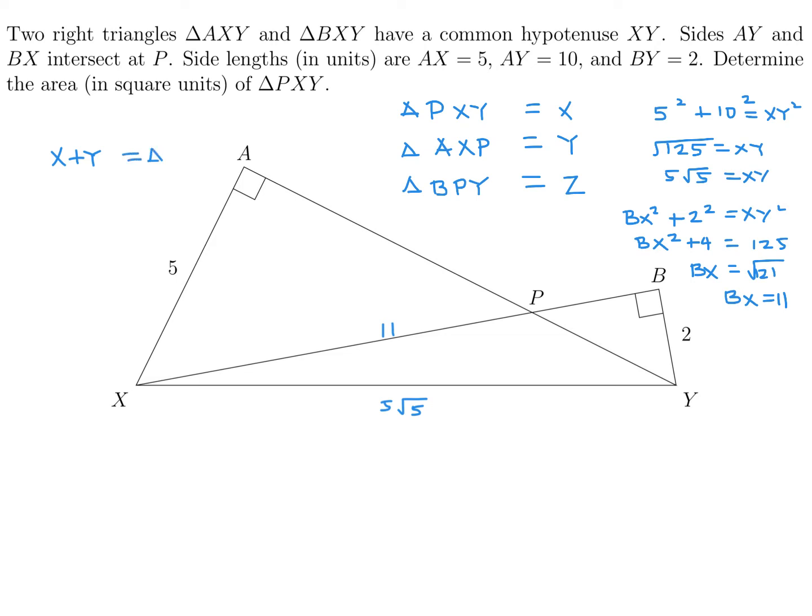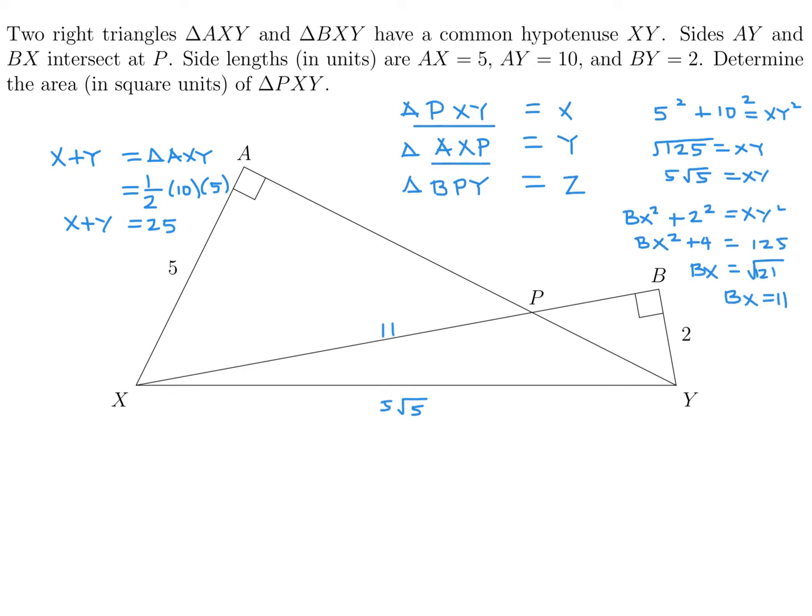So triangle AXY. And using just the standard 1/2 base times height, the base will be AY, which I believe is 10, and the height is AX, which is 5. So this is 25. So that means x plus y is 25, where x is this guy and y is this guy.